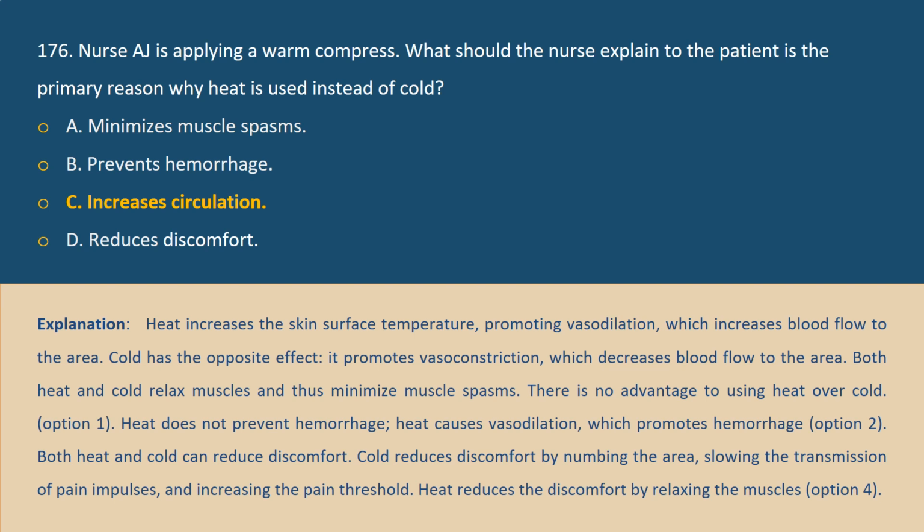Answer C. Explanation. Heat increases the skin surface temperature, promoting vasodilation, which increases blood flow to the area. Cold has the opposite effect. It promotes vasoconstriction, which decreases blood flow to the area. Both heat and cold relax muscles and thus minimize muscle spasms. There is no advantage to using heat over cold. Heat does not prevent hemorrhage. Heat causes vasodilation, which promotes hemorrhage.